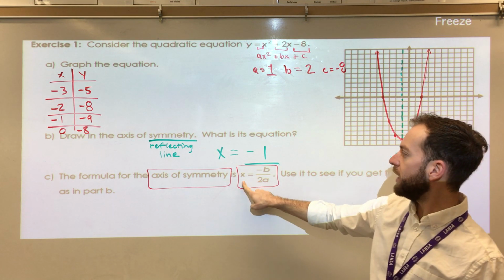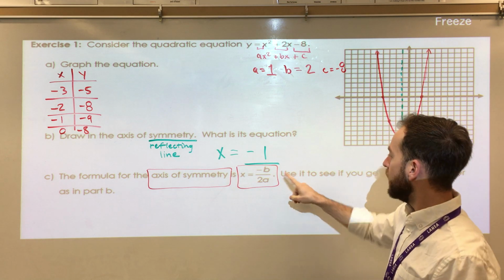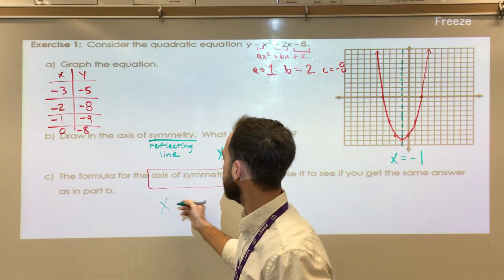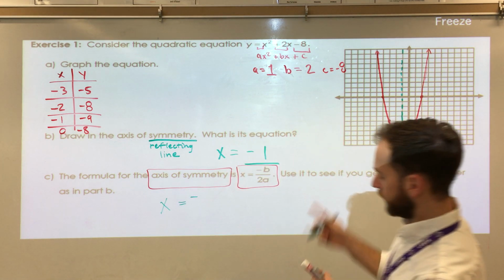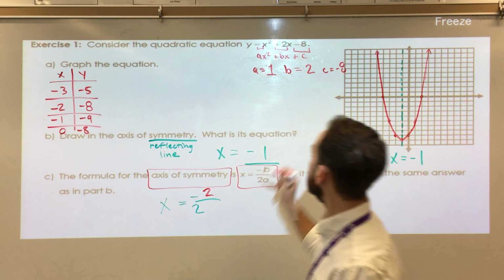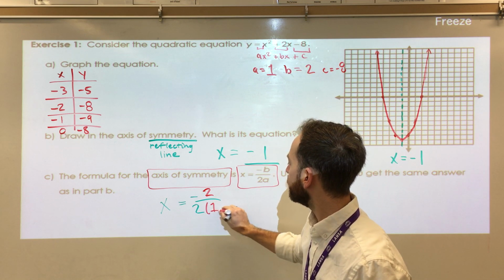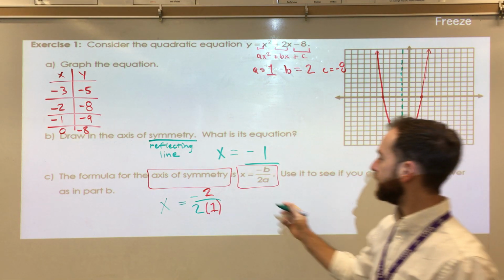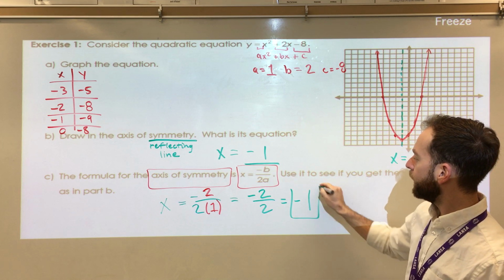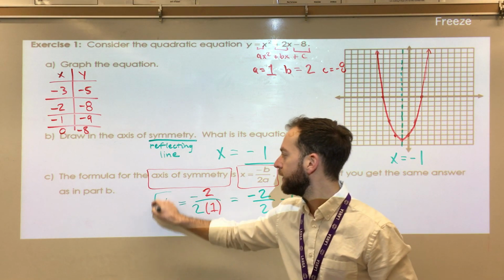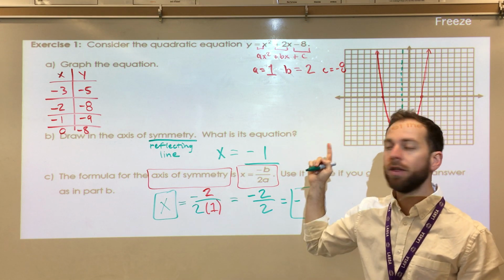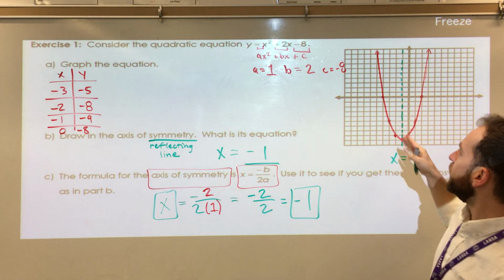So when we find our axis of symmetry algebraically, we're going to be using negative b over 2a. Our b is 2, so x equals negative 2 over 2 times a, which is 1. So this simplifies to negative 2 over 2, or just negative 1. Hey, look, we got the same thing. X equals -1. So you can do it algebraically if you don't have a resource to graph with, or you can do it graphically by seeing where that parabola reflects.